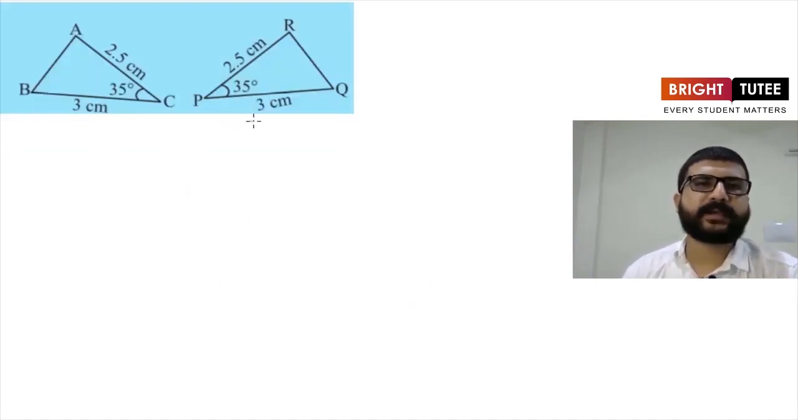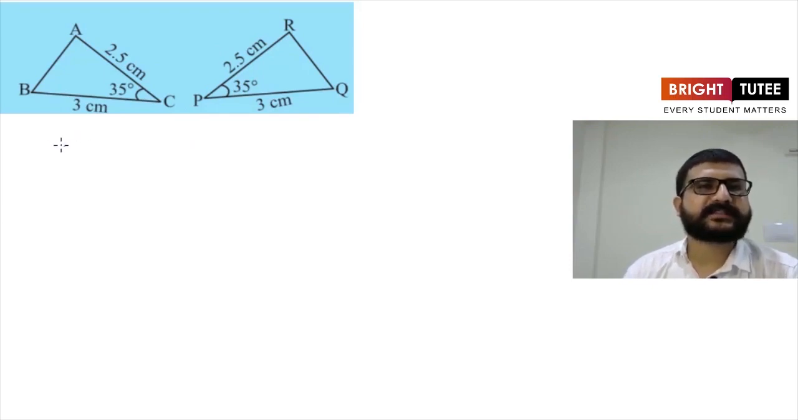Now here is one more pair of triangles. We have to check whether they are congruent or not. Now let's see what is given here in this triangle. AC is given as 2.5 centimeters and here PR is given as 2.5 centimeters. Here angle C is 35 degrees and here angle P is 35 degrees. And BC is 3 centimeters and PQ is also 3 centimeters.